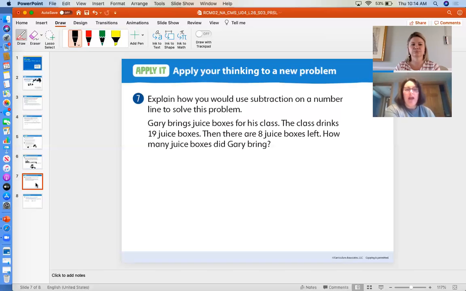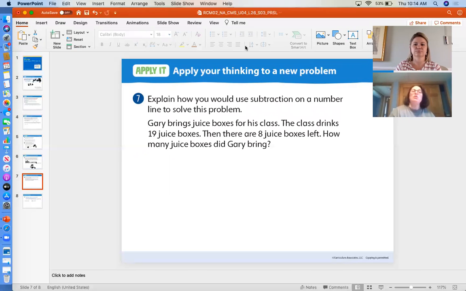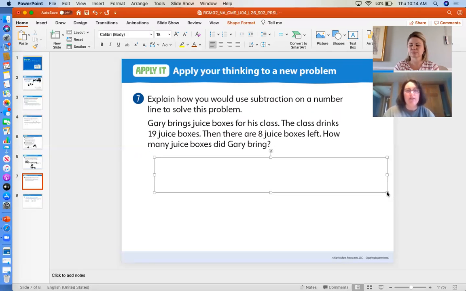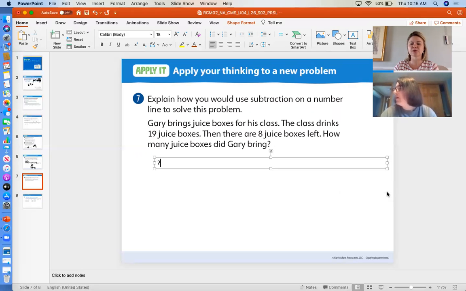All right, so explain how you would use subtraction on a number line to solve this problem. So Gary brings juice boxes for his class. The class drinks 19 juice boxes. Then there are 8 juice boxes left. How many juice boxes did Gary bring? Do we know the big number? No, we don't, because we don't know how many he started with. You're right. But we know the two parts, right? So we know 19 and we know 8, but we don't know what it equals.